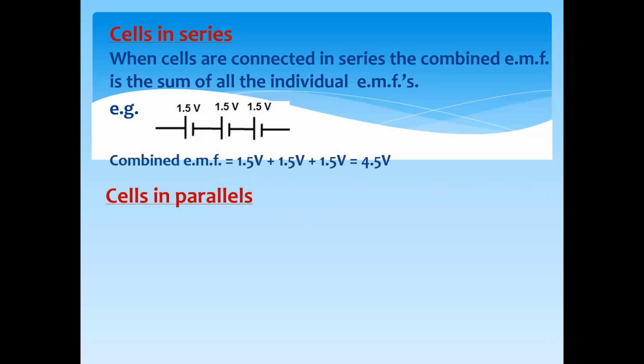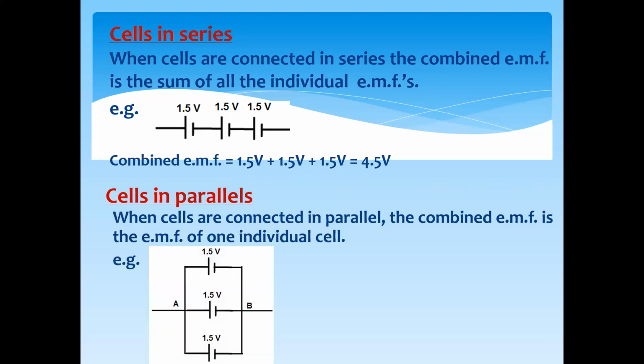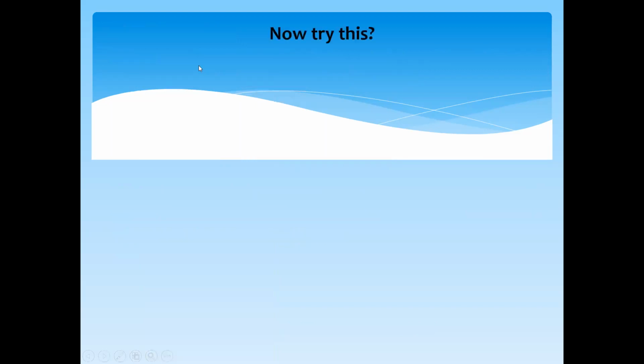But when cells are connected in parallel, the total does not add up, the total remains the same. For example, you have 1.5, 1.5 and 1.5, three cells in parallel. The total energy which each coulomb of charge will have, we will not add them. It will remain as it is, 1.5. So in series only, that's why if you have a toy or a remote control, you connect the cells in series so that the total voltage will increase. Cells are always connected in series to increase the voltage.